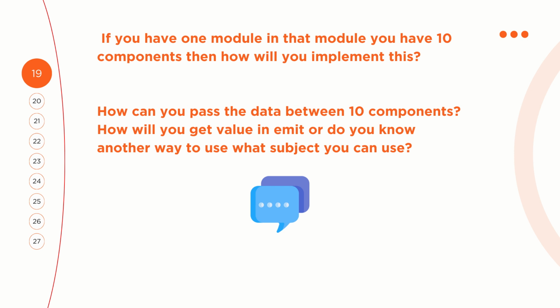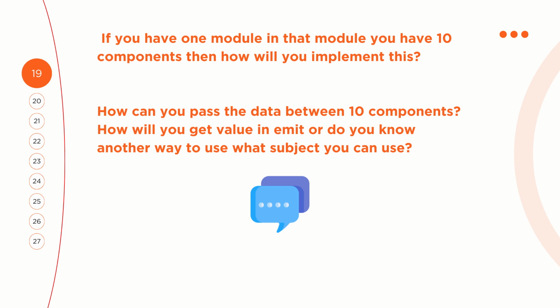Okay. But suppose one of the components updates that value from true to false. Then how will the other component know that the value changed? We have to subscribe for that. Do you know any other way to do this? Using subjects, we can do that.